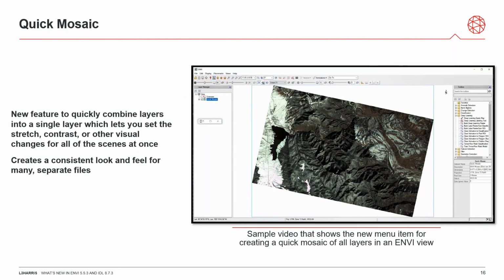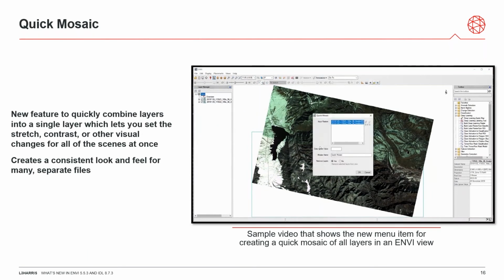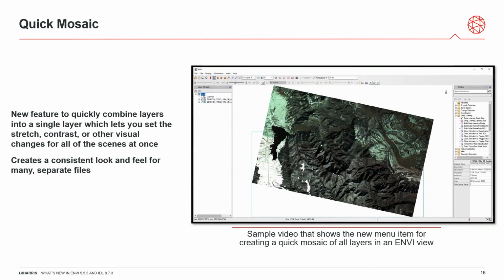So if you right click on the view in ENVI's layer manager, there's a quick mosaic dropdown. And so what this does is this shows going through changing the stretch. I can right click and do a quick mosaic. My display is automatically updated.